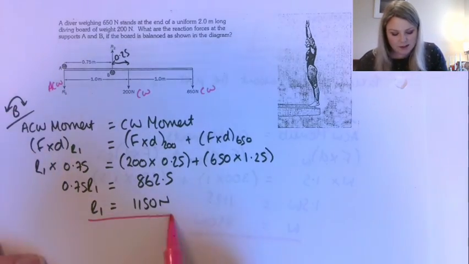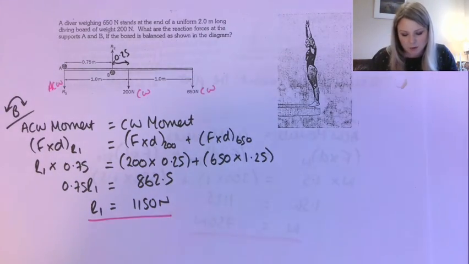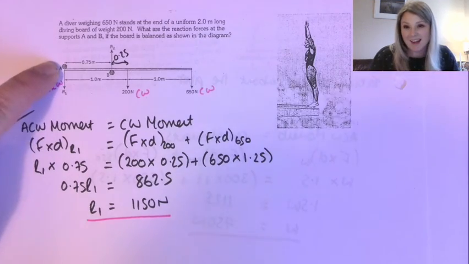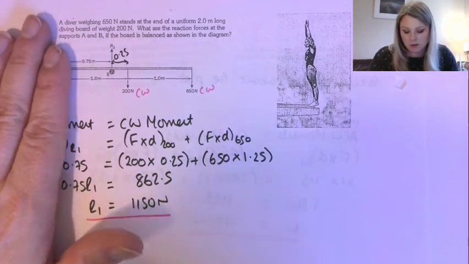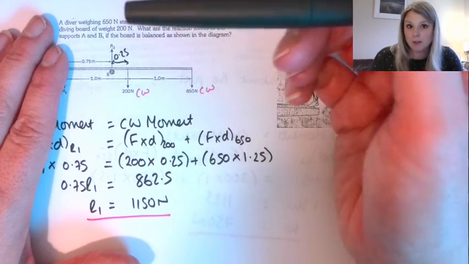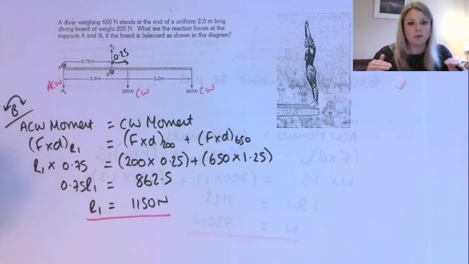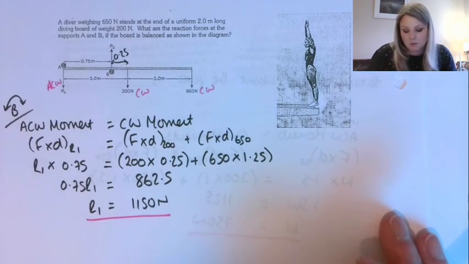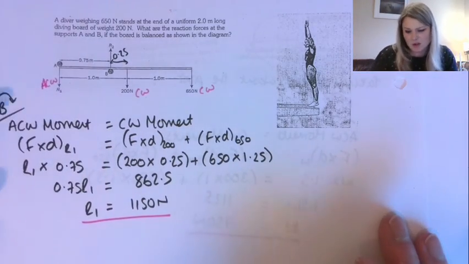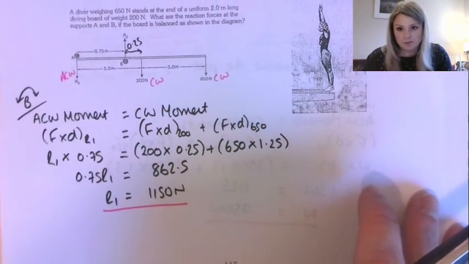Now, to find R2, one of the things that we could do would be to take moments about point A, because that's going to eliminate R1, and we can do this whole process again, and R2 is going to be our only unknown. But there's a wee quicker way that we can do it. We can use the fact that if something's in equilibrium, then the forces are balanced, so all the upwards forces are equal to all the downward forces. So that's the way I would choose to do it, just because it's a little bit quicker once we're left with only one unknown there.